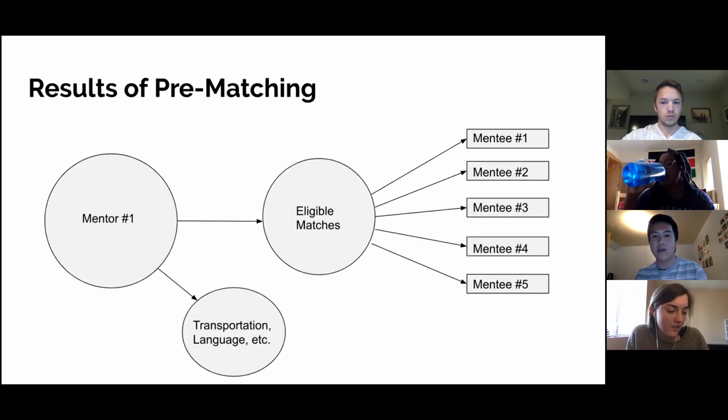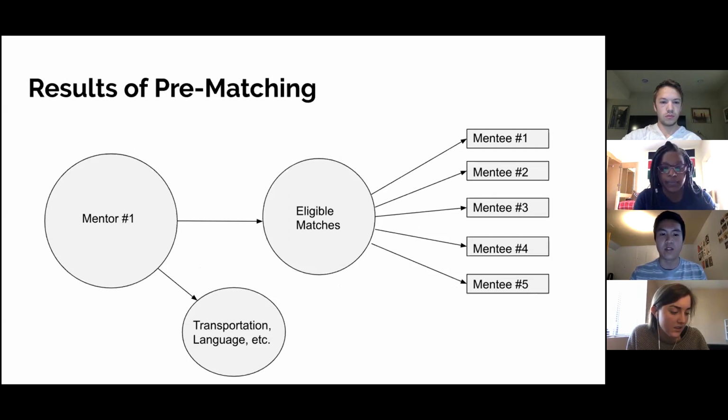So the result of pre-matching basically ended up something like this, where it's an extension of the last example I showed you, where you still have knowledge about the mentor's transportation, language, gender, etc. But now you also have all their eligible matches. So kind of like what Charlie was talking about in the matching stage, you now know what each mentor can possibly be matched with. And now the next step, all we have to do is figure out who to match them with to get the most possible amount of matches.